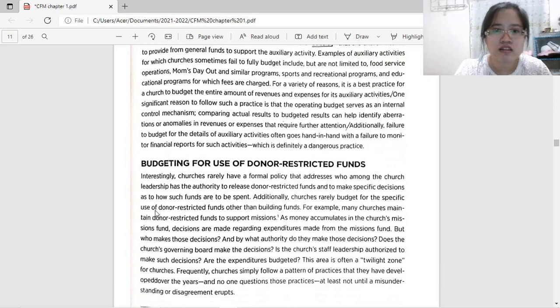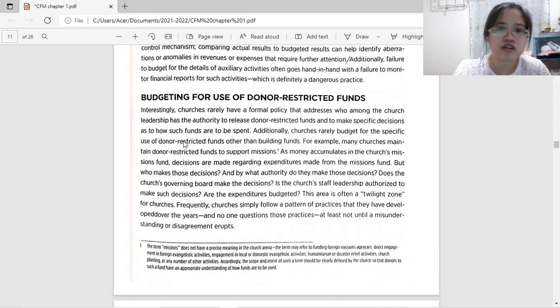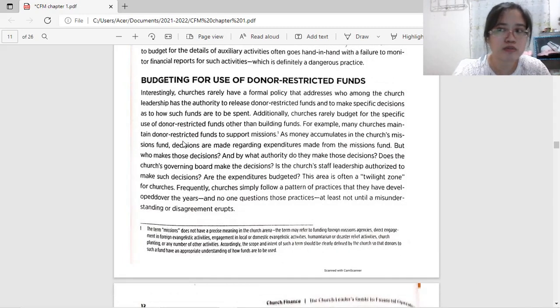Okay, so there's that. Budgeting for use of donor restricted funds. So you have contributions from the members, tithes and offerings. And then you have, of course, contributions as well from visitors or guests. But then there are instances wherein a particular person would donate a large amount of money to a particular church.